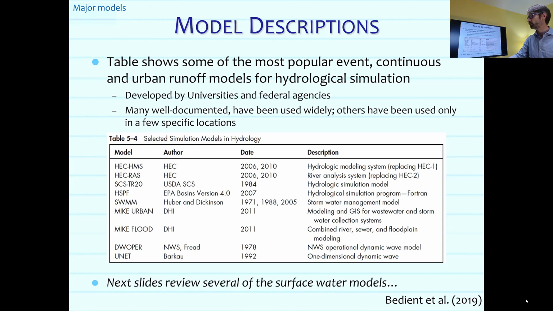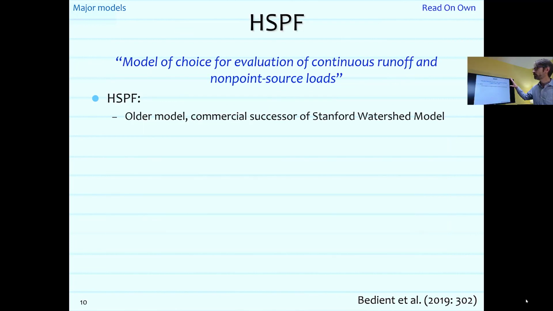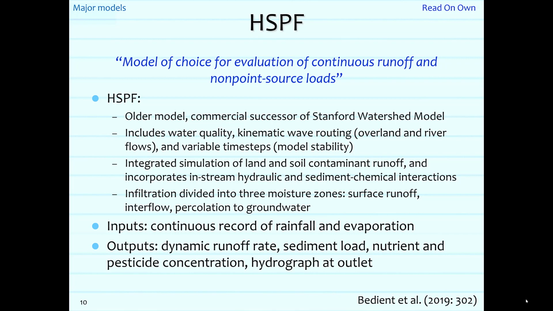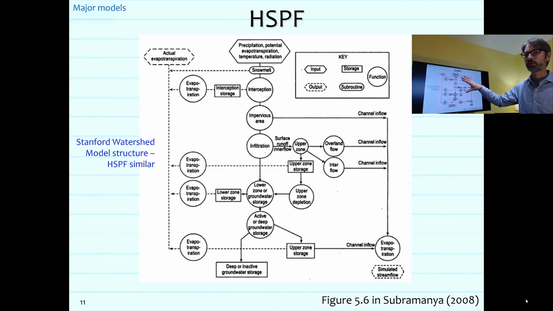The next slides then review several of the surface water models in this table. I'm going to leave you to read the details on your own, but I will talk very briefly about each model here. So HSPF is the model of choice for evaluation of continuous runoff and non-point source loads. This is an older model, and it's the commercial successor of the Stanford watershed model. It's available from the US EPA. This is the overall structure of the HSPF model. You can compare this to other figures of the hydrological cycle you've seen throughout the course, and you'll see that it's quite a close match.